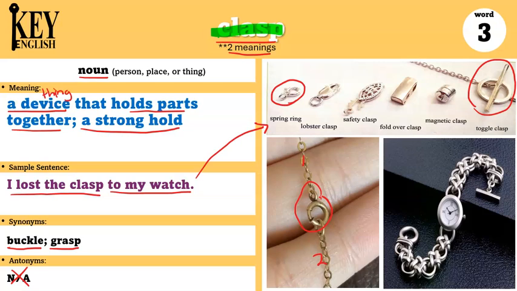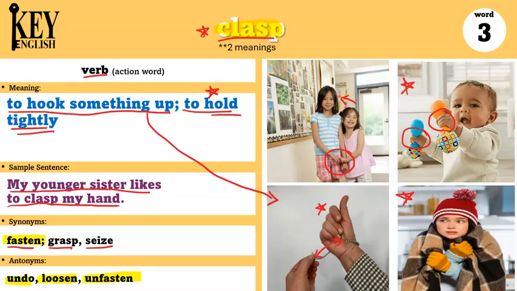So again, clasp can be used as a noun to talk about this item that holds parts together, or it can be used as a verb to talk about holding on to something tightly.